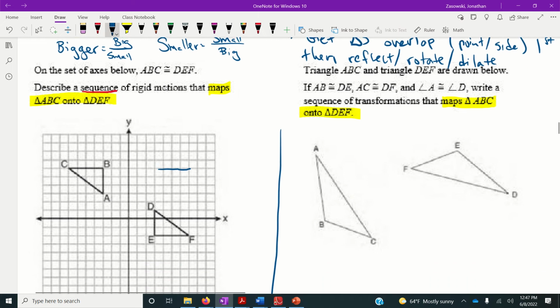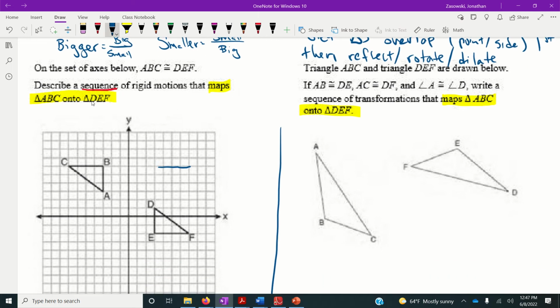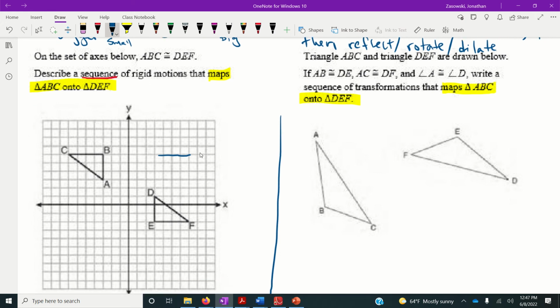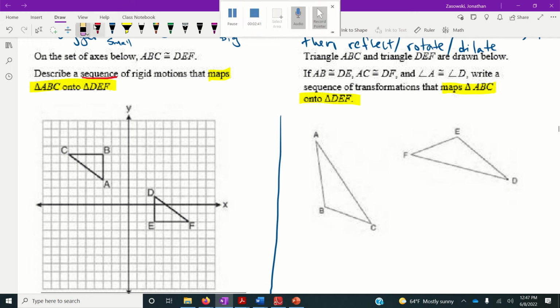For question number 1 here, given the set of axes below, we want to describe a sequence of rigid motions. This means an order of transformations that is going to map the first triangle ABC onto triangle DEF. Now, there's a few different ways to do this. We ultimately want to notice that the triangle is pointing left here, and it's going to shift to pointing to the right. So we're going to have to do some sort of either rotation or a reflection to get that to happen. So there's a couple of options here.